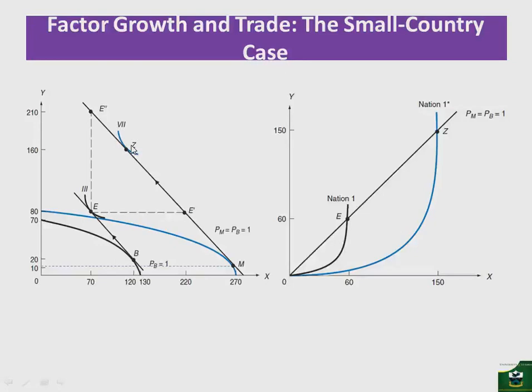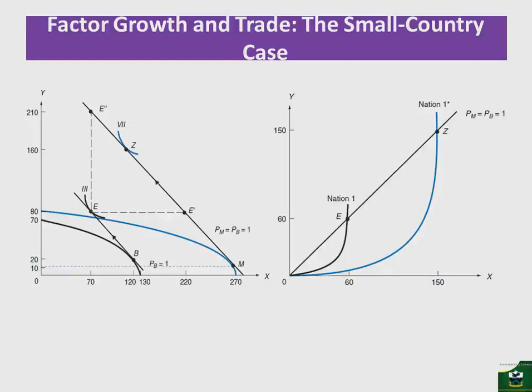So from there, we see that with free trade after growth, nation 1 is able to exchange 150 units of X for 150 units of Y at the international terms of trade of 1. So the volumes of trade have increased.